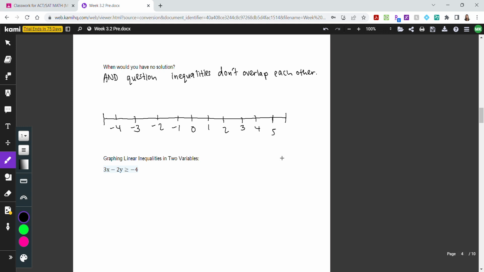Say you get one inequality going this way, another inequality going this way. Because it's an and solution and you need your answer, right? You need the two inequalities to overlap with each other. But in this case, as you can see, they're not overlapping with each other, right? And because they don't overlap with each other, that means you have no solution. And that is only when this is an and question, all right?